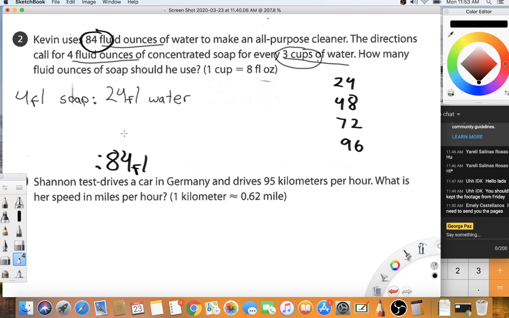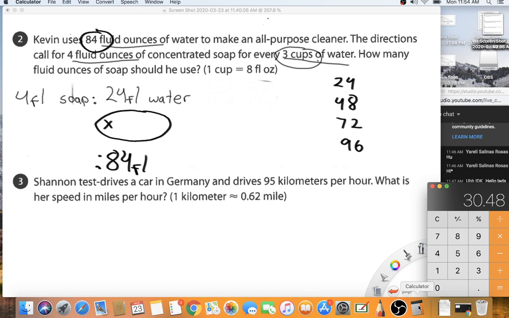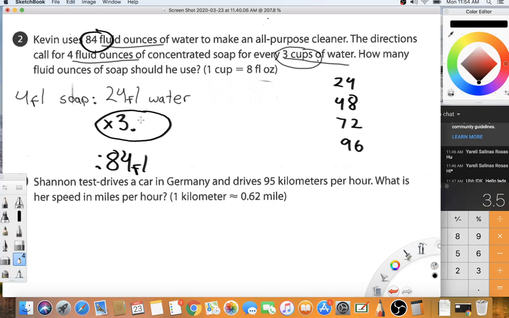Since I can't do that, I need to do this backwards. I need to divide 84 by 24, and it'll tell me what the multiplication number will be. So I'm going to take 84 and divide it by 24. And I get 3.5. So that means that we need to multiply by 3.5.